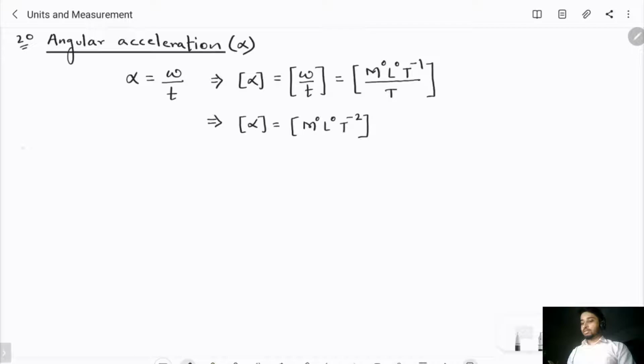Next let us see trigonometric ratios, the different trigonometric ratios that we have.